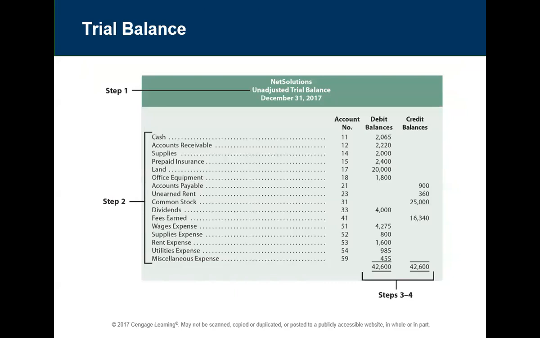So far we've learned how to analyze transactions, and then we took it one step further and we learned to journalize. So we journalized every transaction. We posted those transactions to the ledger and kept a ledger for each account, so we had a running total. And then we prepare this unadjusted trial balance.